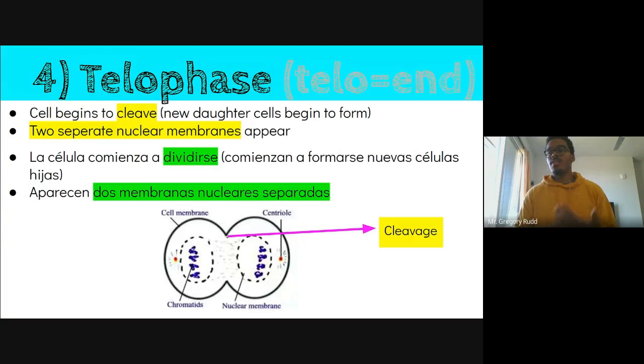Here we will also see two things. We will see the nuclear membranes starting to reappear. This time we've got two nuclear membranes because we're starting to create two cells. Secondly, we will also see the cell begin to cleave, which means it's going to be pinched in the middle because it's starting to separate into two new cells. So the cell membrane is actually being pinched in the middle.